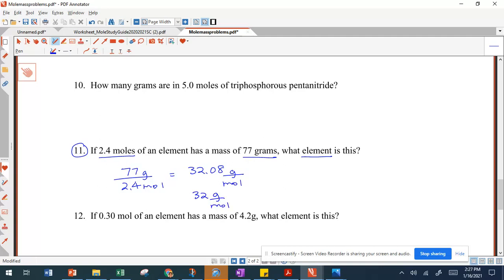So if we look at a periodic table, we will see that the element with the closest molar mass to that, so it may not be exactly the same, is sulfur. So this would be sulfur. That's how you do a problem like that. So you should be able to do the rest of these problems on this sheet. Just make sure that if they don't give you grams, for example, that you do convert it to grams before you solve. And good luck.